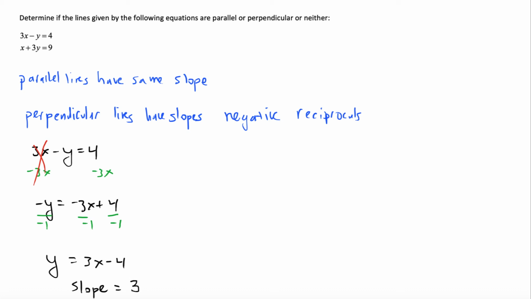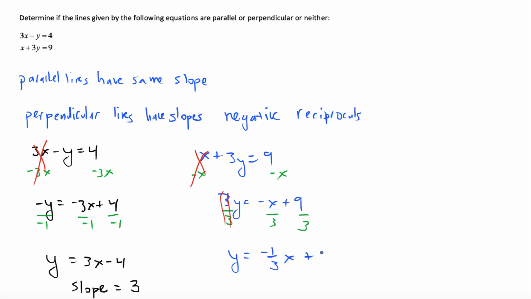So now what we want to do is compare that to the other line. Let's find the slope of the other line and then see if the slopes are the same or if the slopes are negative reciprocals of each other. So let's solve for y. Let's subtract the x from both sides. That will cancel out the x's here on the left. So 3y is equal to negative x plus 9. Finally, we'll divide each term by 3. That will cancel out the 3's here, 3 divided by 3 is equal to 1. So we get y is equal to negative 1/3 x plus 3.